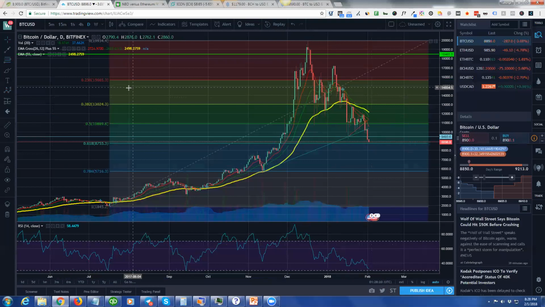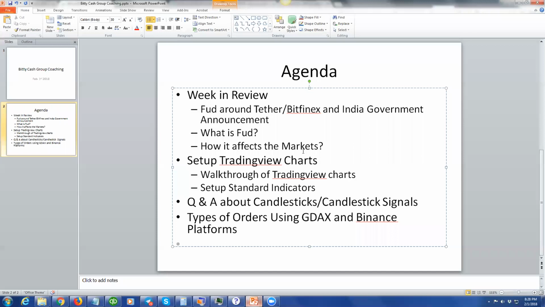So let's talk about what happened this week. Two things happened this week that really spurred this last dump. The first thing was, and I'm just going to pop this up here. Bitfinex is an exchange, and I talk about Bitfinex a lot. Now, Bitfinex is somewhat of an anonymous company. We don't really know where they exist, but they are one of the biggest exchanges and make a lot of money.